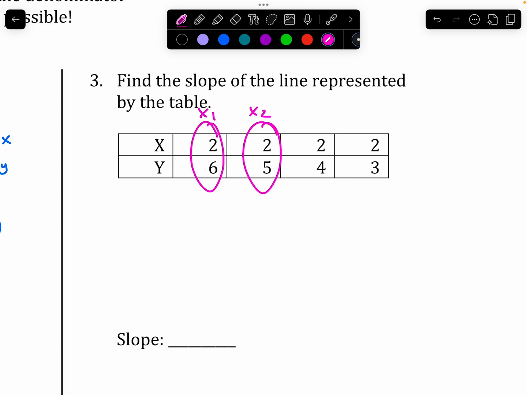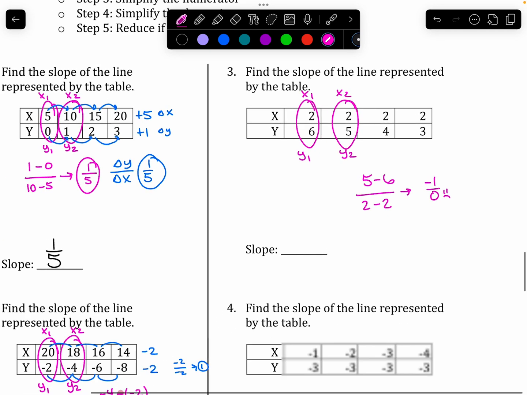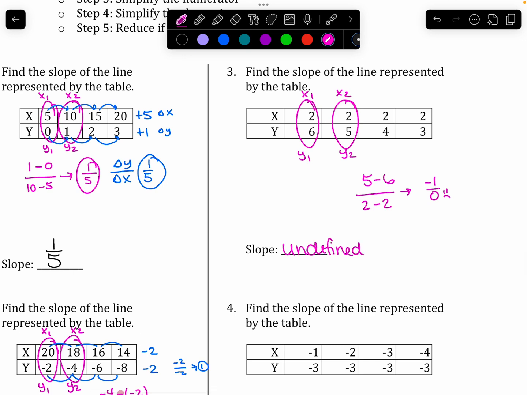Taking a look at number 3, you got your x1, your x2, your y1, your y2. We have 5 minus 6 over 2 minus 2. That's -1 over 0. Oh no, 0 on bottom is bad. That means that we have an undefined slope.